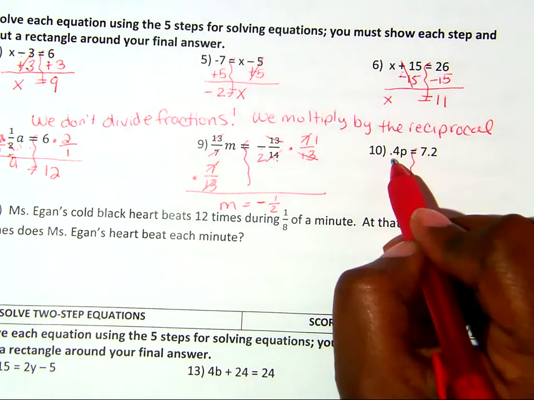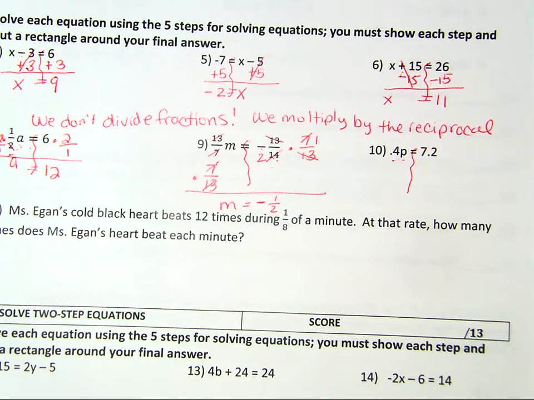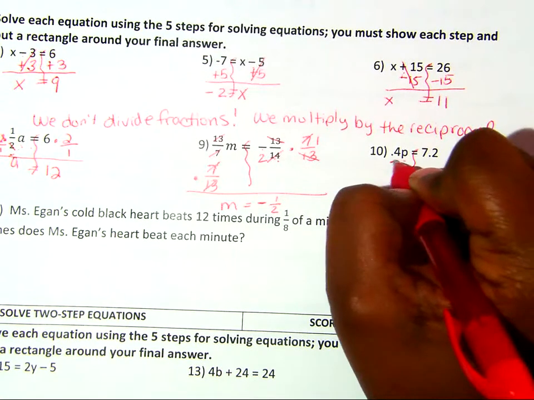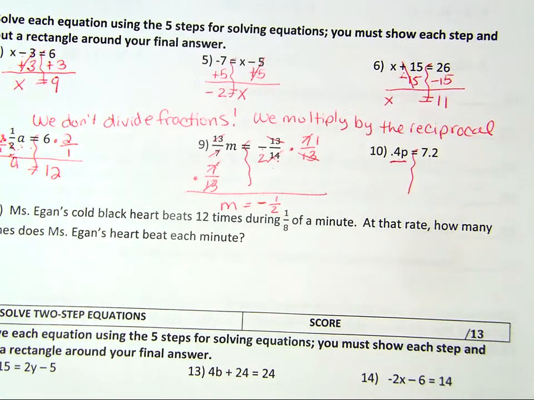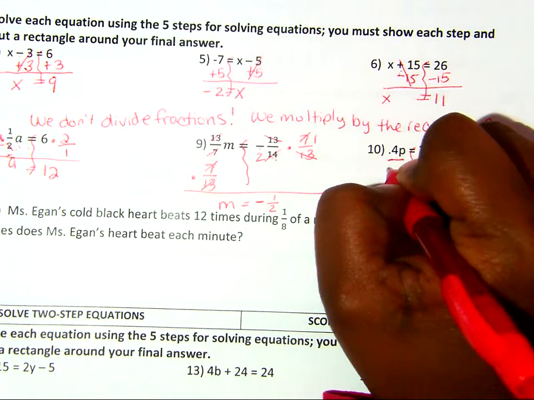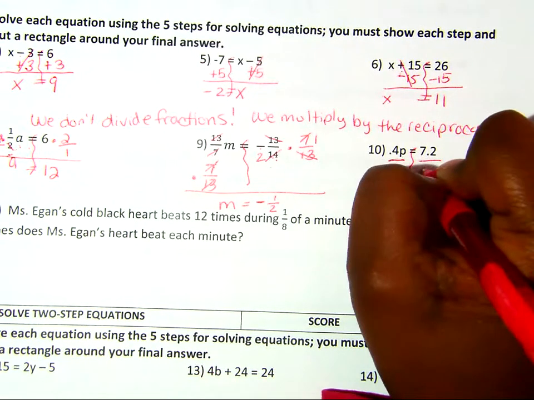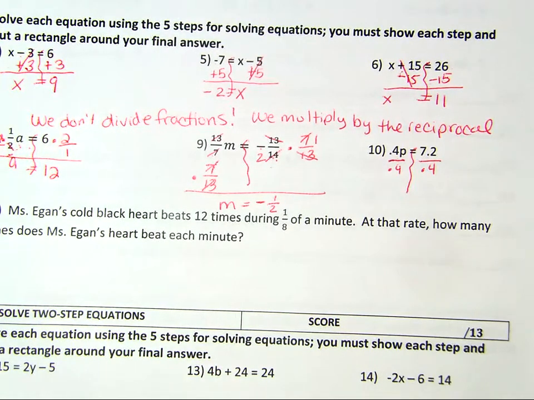This is a multiplication problem. The opposite of multiplication is division. This is a decimal. I'm just going to divide like normal. Everybody got all confused when they saw the decimal. Oh my gosh, what do I do? You divide. That's it. It's just a decimal.